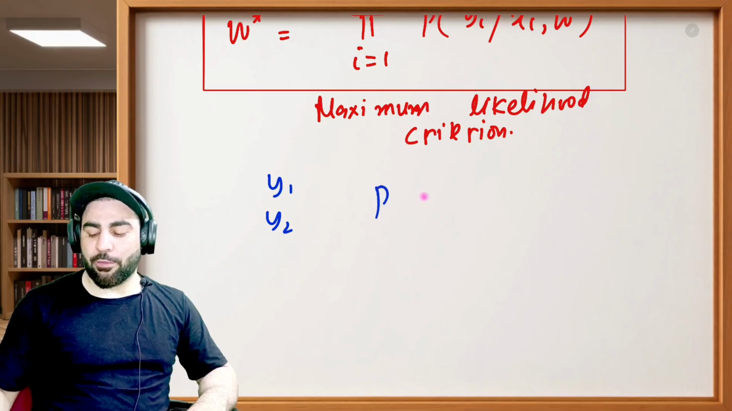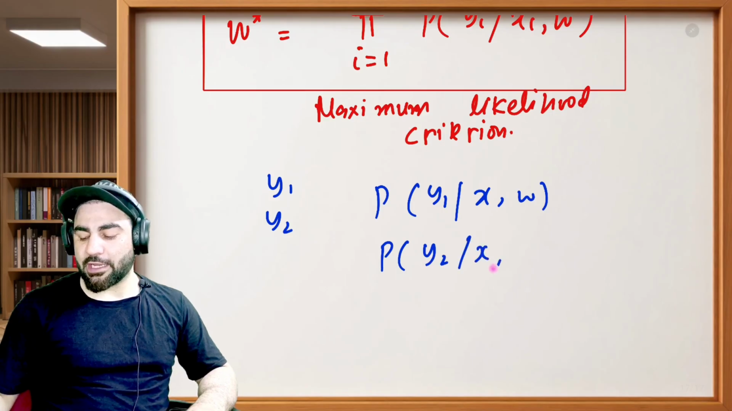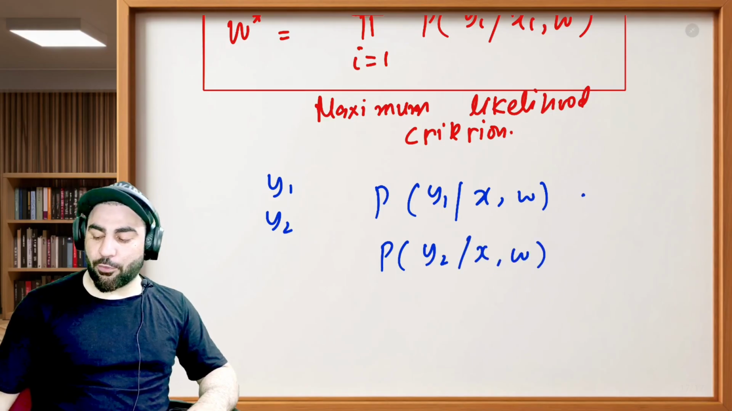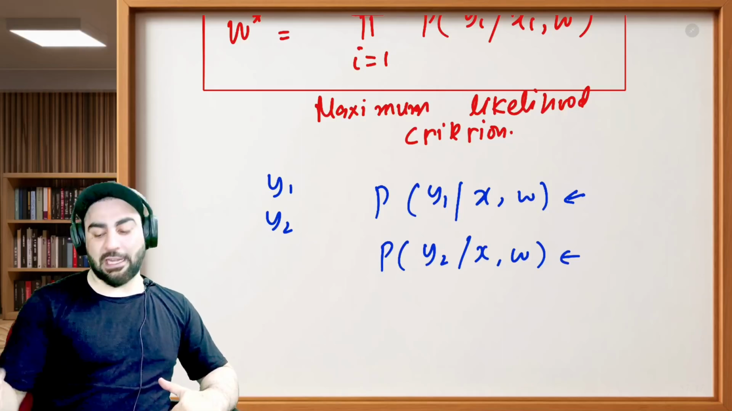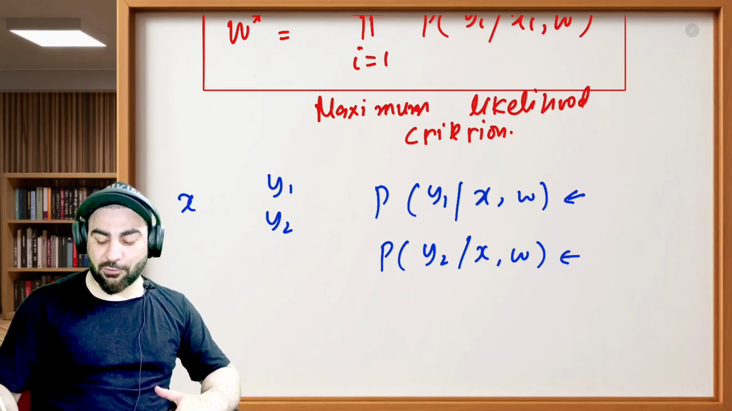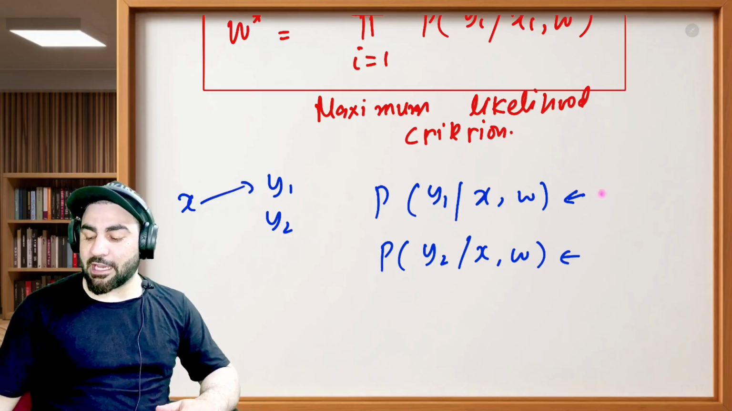So I'll compute the probability of y1 given this point x and these weights, and the probability of y2 given this point x and w. I'll assign probability to both of these things. Now I want to assign higher probability to the right class. Suppose this point x belongs to class 1, the y1 class. Then I'll assign higher probability to this one and lower probability to this one.